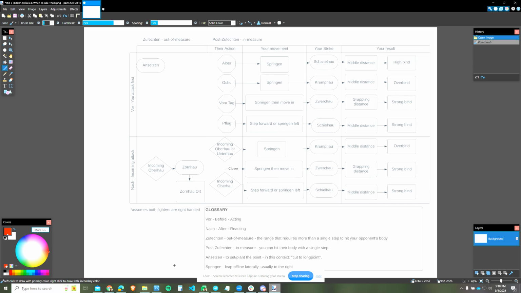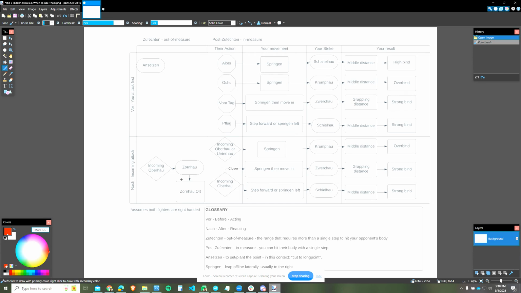So going through this here, I have this broken down into rows, where this row here is the dividing line. That tells us up here is vor, down here is nach. So I'm going to walk through the vor first. The vor meaning they haven't done anything yet.